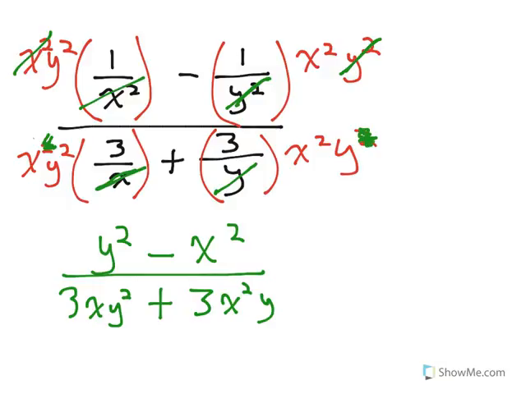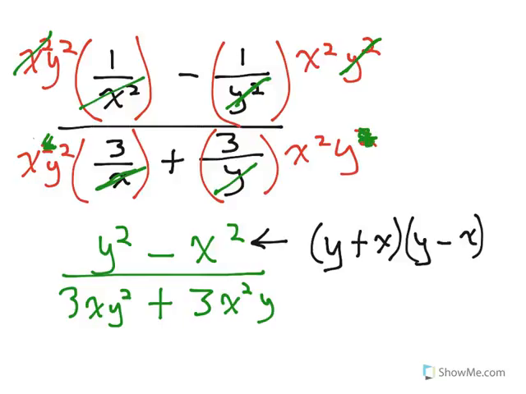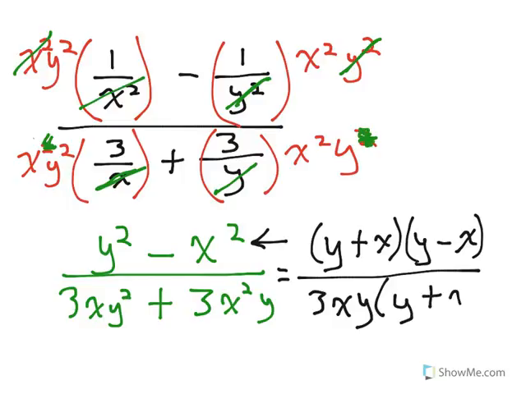Now notice we have in our numerator the difference of two squares. We can factor that as y plus x times y minus x. In our denominator, they both have a factor of 3 that we can pull out, and a factor of x and a factor of y, leaving y plus x in the parentheses.